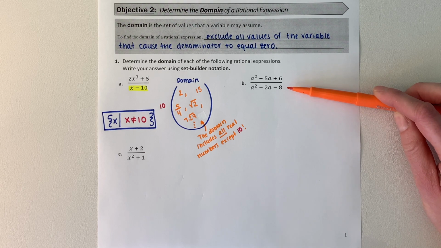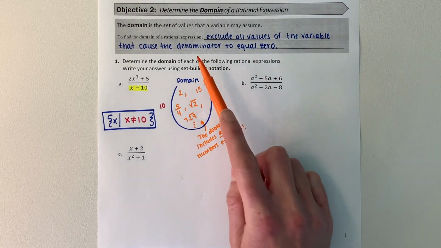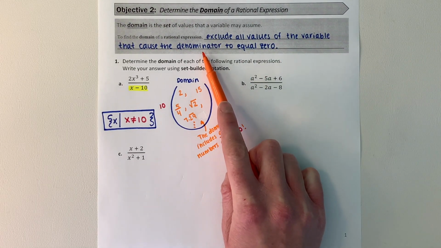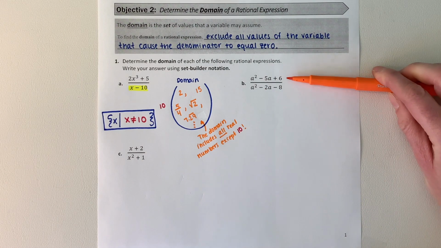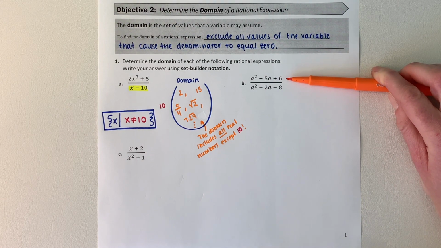is undefined. So when you're determining the domain, you only want to exclude values of the variable that cause the denominator to equal 0. A common mistake is that students will also try to find the values that make the numerator equal to 0, but you do not need to do that.